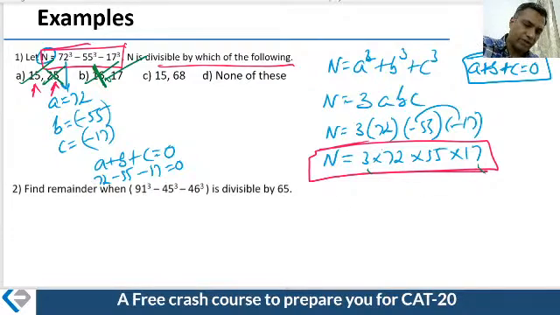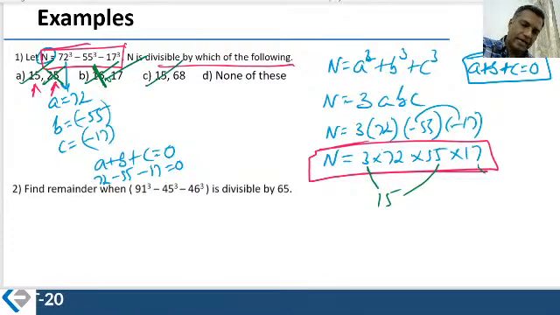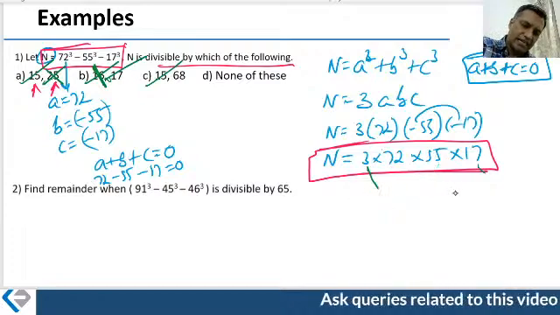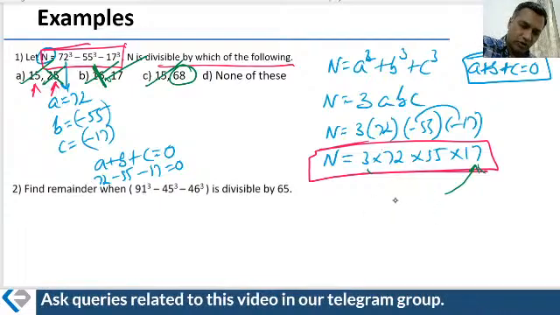Okay, let's go to C, my friends. 15. Is this divisible by 15? We already looked. There is 3 here and there is a 5 here. Perfect. 15 is fine. Is this number divisible by 68? What is 68? 17 into 4. Yes, 17 is here. 68 is technically 17 into 4. Oh yeah, 17 goes on this particular side.